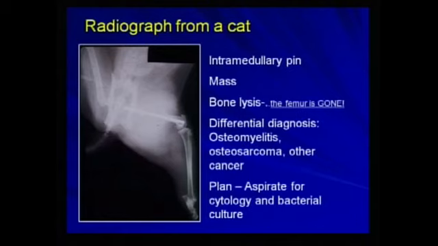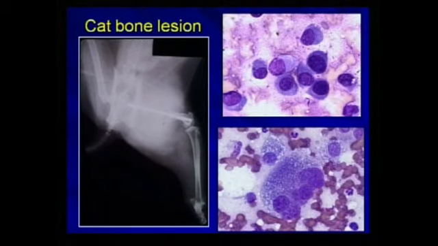Your differentials at this point would be obviously osteomyelitis. Maybe it wasn't the most clean technique. Osteosarcoma, not common in cats, or other neoplasia. Okay, occasionally you can see carcinomas metastasize to the bone. We know in the cat that there are certain types of carcinoma, like pulmonary carcinoma, that really like to metastasize to the limbs, especially the digits. So those are things we need to consider. You prepare for an aspirate, and here is your aspirate.